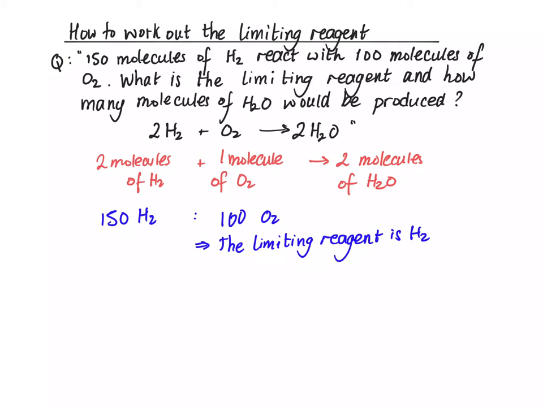The second part of the question is how many molecules of H2O, of water, would be produced. So the limiting factor, the thing that determines how much you can get because there's the least amount of it, is hydrogen. So if we go back to the equation, 2 molecules of hydrogen react with 1 molecule of oxygen to give 2 molecules of water. We only have 150 molecules of hydrogen, which means we'd end up with 150 molecules of water. So 150 molecules of water would be made.